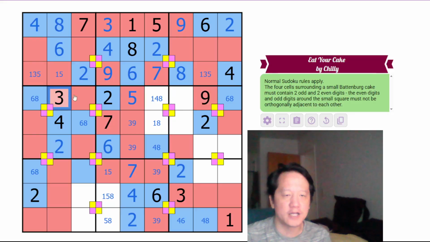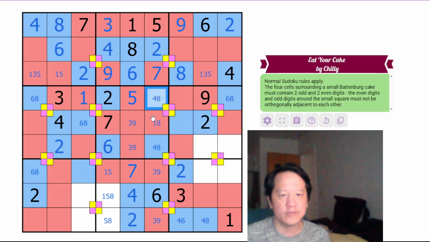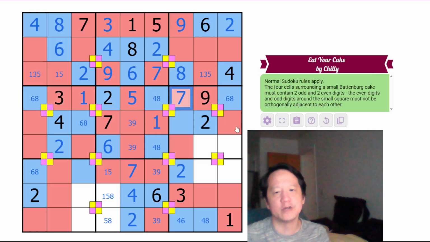This is odd. It cannot be 3, 5, 7, or 9. So this has to be 1 then, which eliminates 1 in the rest of the row. This is 4, 8, which is an even digit. So therefore, these must be odd digits, which makes this an even digit here. That means this is 1 here. This cannot be 3, 5, or 9, or 1. So that makes this 7.